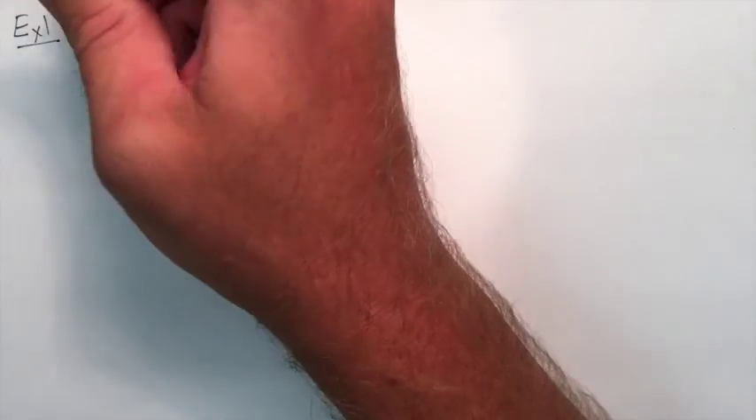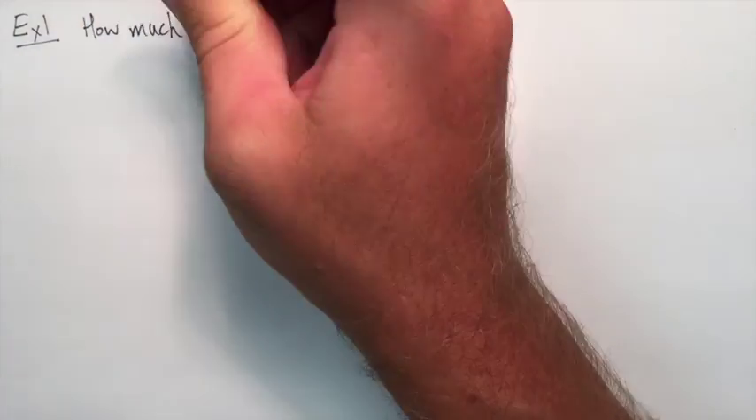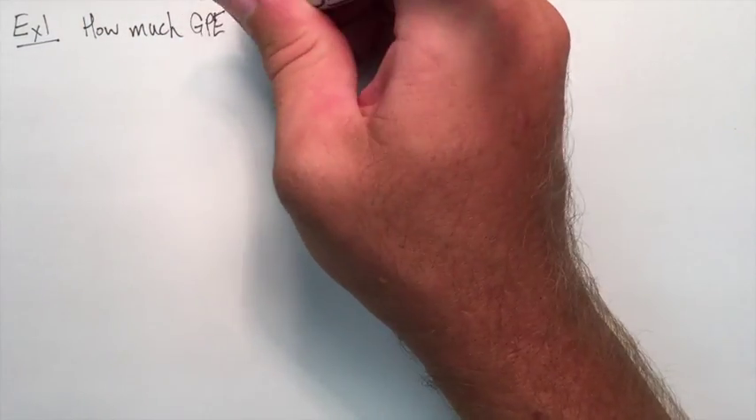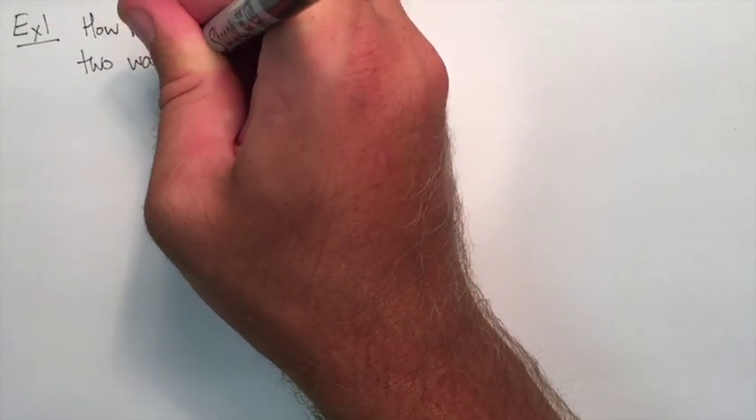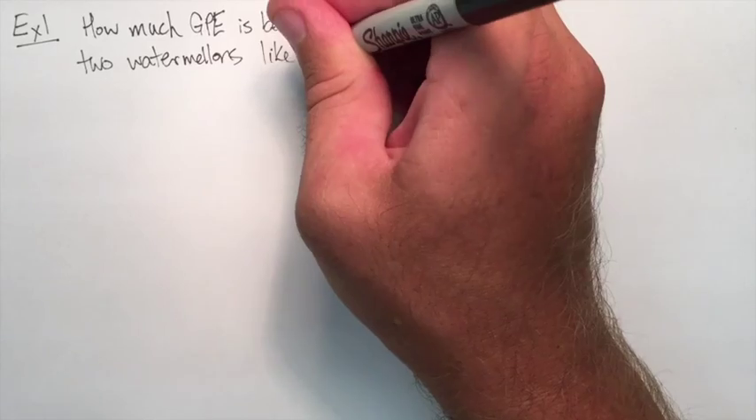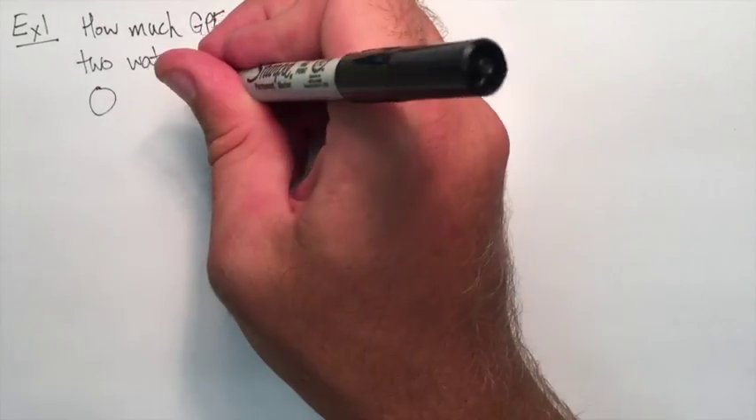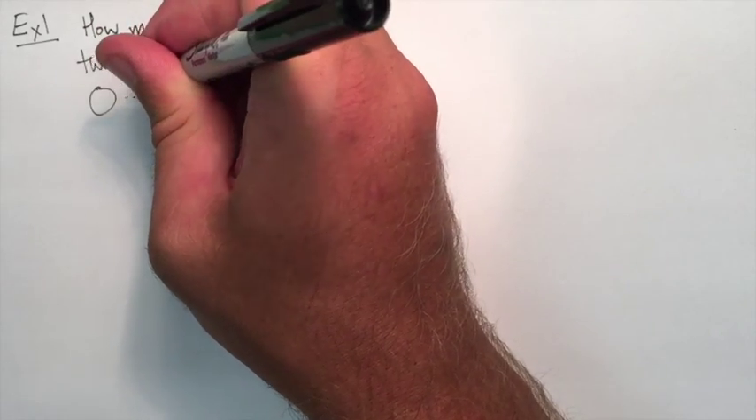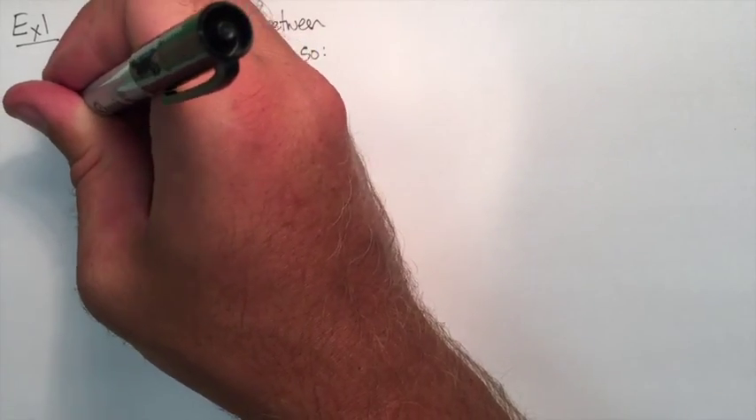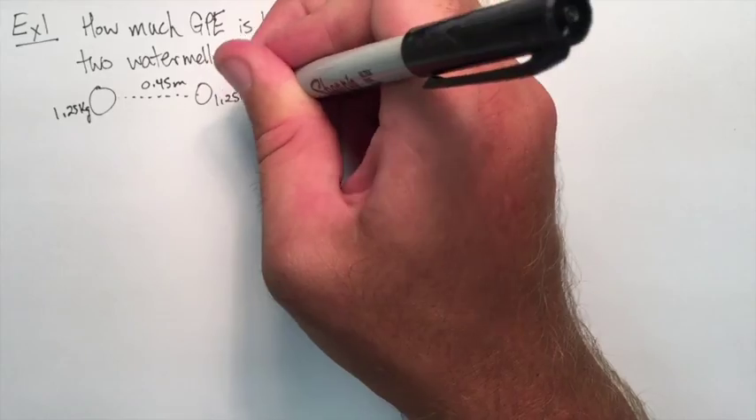So what we're going to do now, let's use this new formula in an example. Let's say we have two watermelons separated by some distance, and we're going to find the gravitational potential energy between those two watermelons. So each of the watermelons are going to be 1.25 kilograms. Separation distance is going to be 0.45 meters.